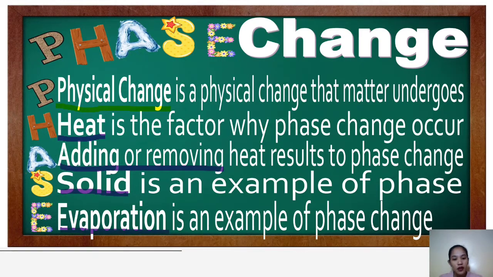Again, I repeat, when we are talking about phase change, remember the acronym P, H, A, S, and E. P stands for physical change, H stands for heat, A stands for adding, S stands for solid, and E stands for evaporation. So, phase change is a physical change caused by the addition or removal of heat, and an example of phase is solid, and an example of phase change is evaporation.